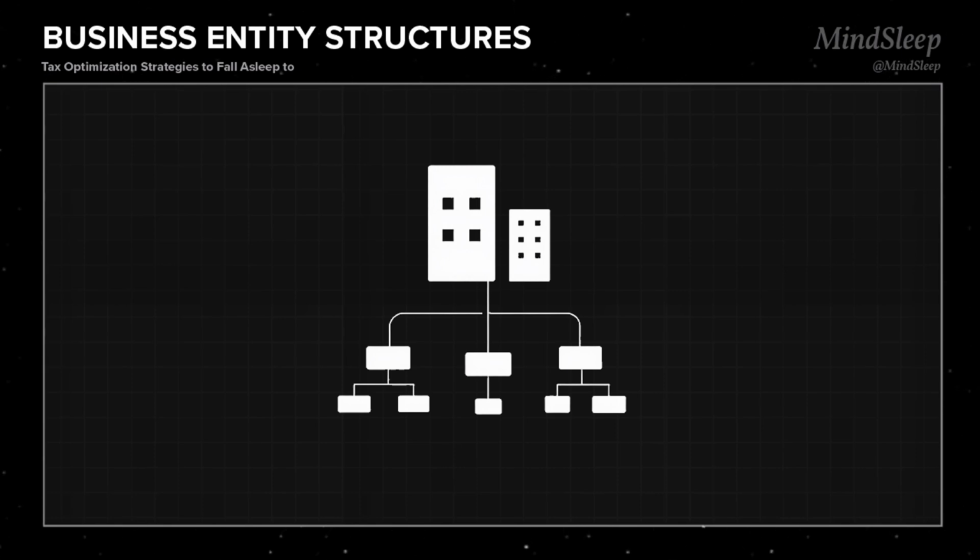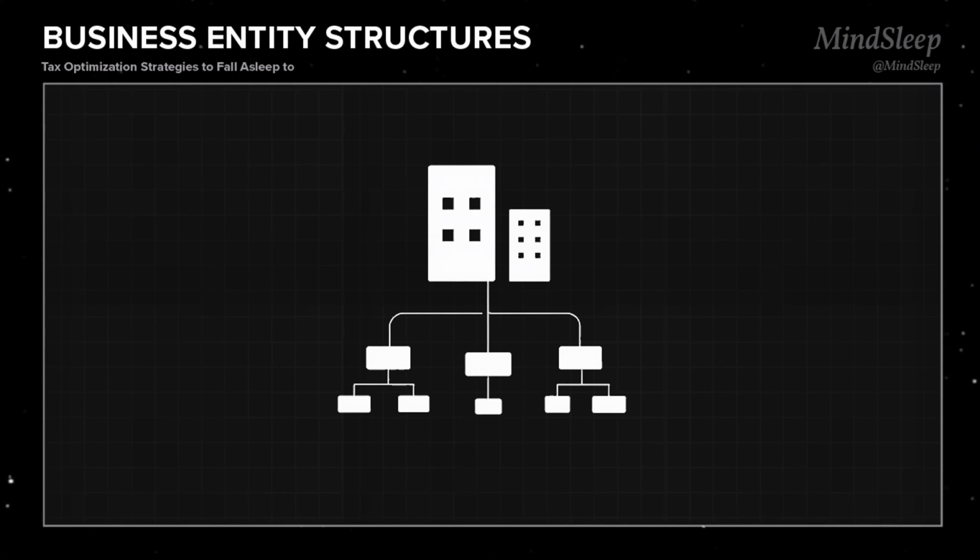These can be general partnerships, where all partners share in management and liability, or limited partnerships, where some partners have limited liability, but also limited control. Partnerships are considered pass-through entities for tax purposes, meaning the business itself doesn't pay taxes. Instead, profits and losses are passed through to the partners, who report their share on their individual tax returns.